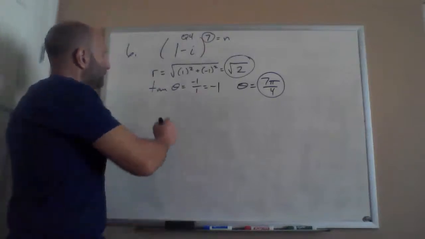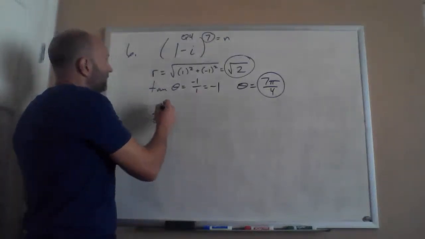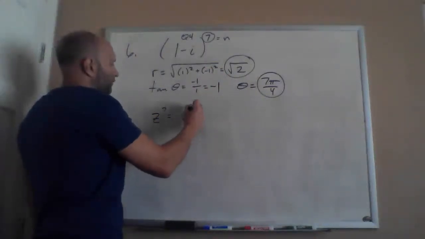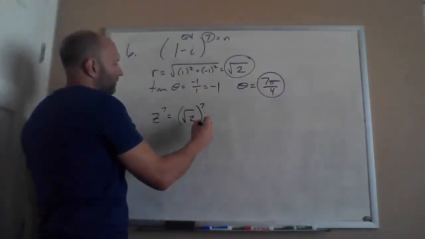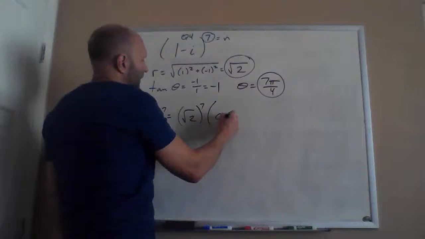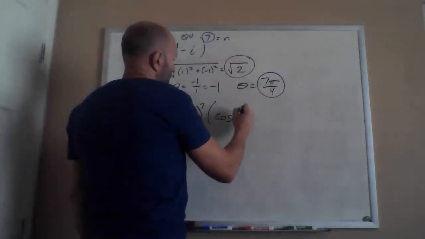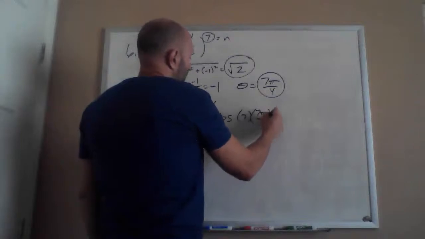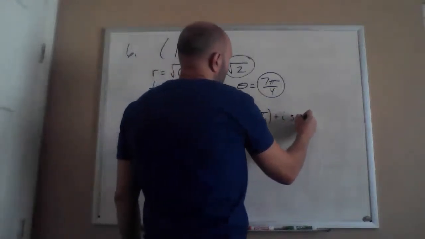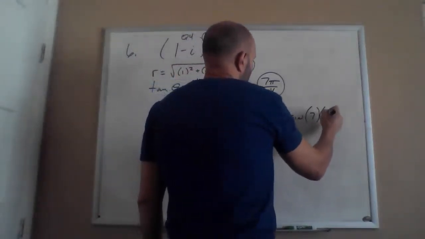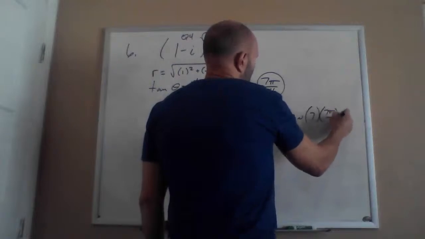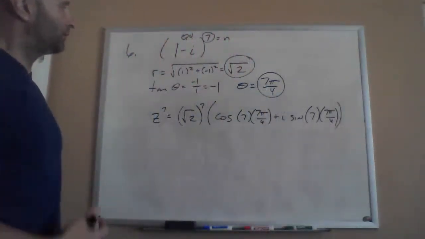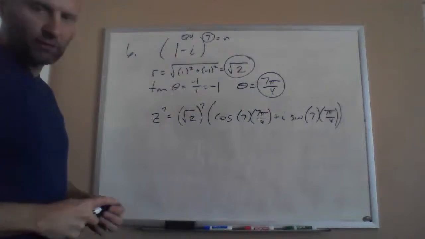So by De Moivre's theorem, we have what? z to the 7th power is square root of 2 to the 7th power, cosine of n, which is 7, times theta, 7 pi over 4, and same thing for sine. So any questions on that, how we get those values and then plugging it into the formula?